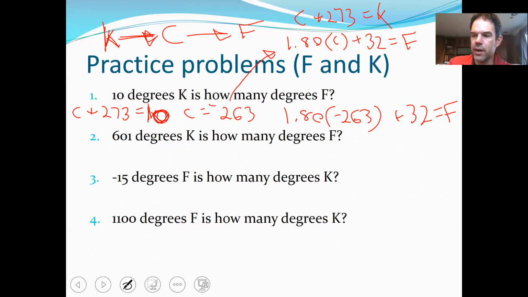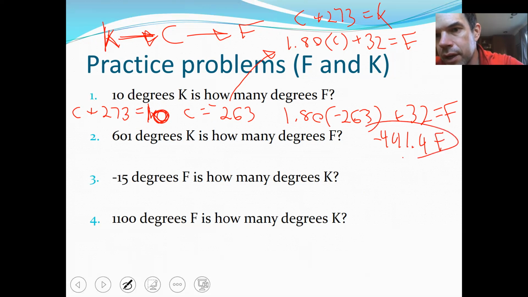I'll just run it through my calculator here. I can go 1.8 times negative 263, enter, plus 32. And it looks like the answer is going to be negative 441.4 degrees Fahrenheit. And that's what your answer is.